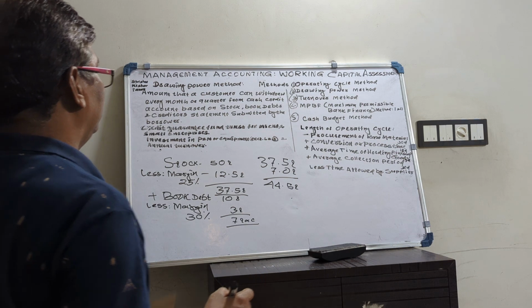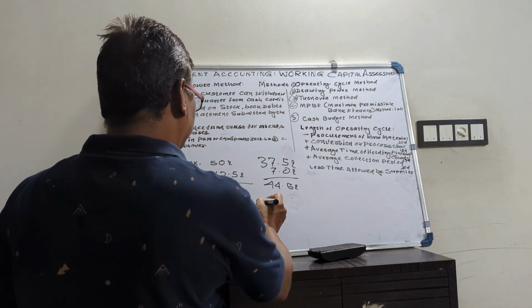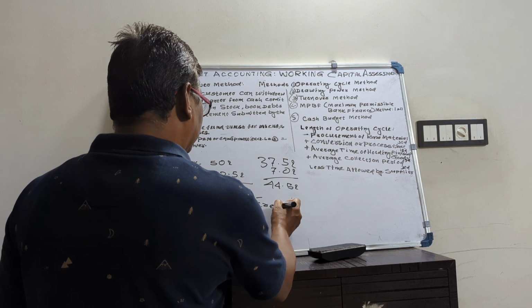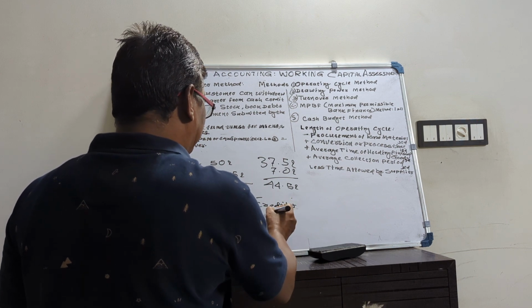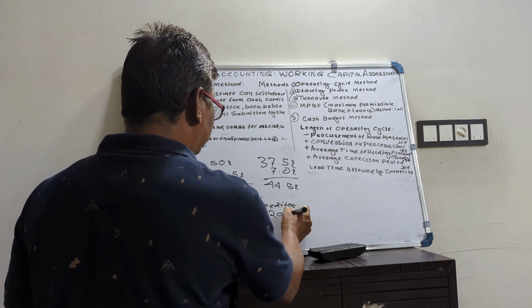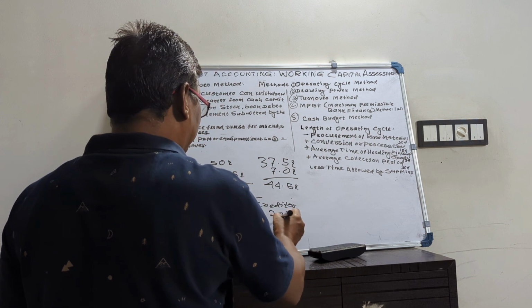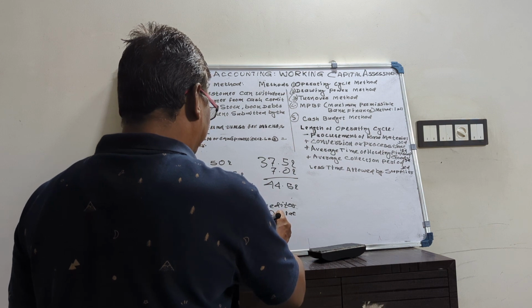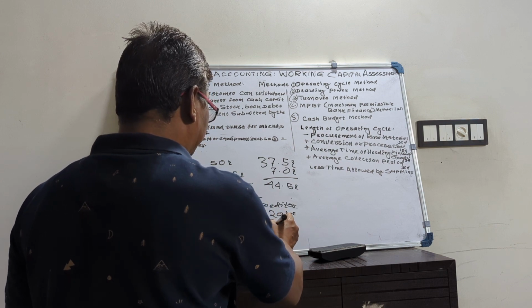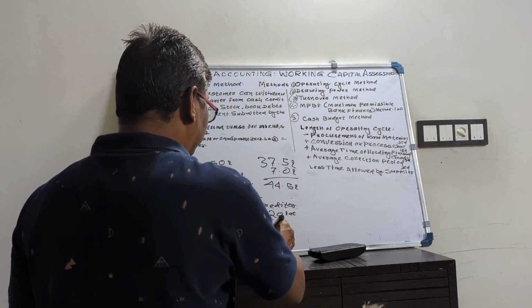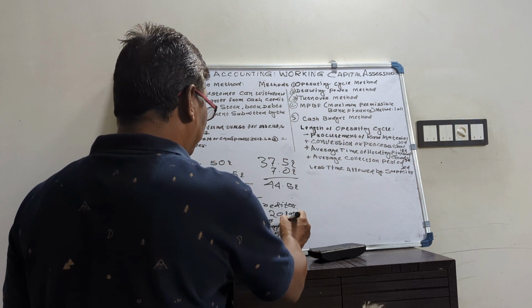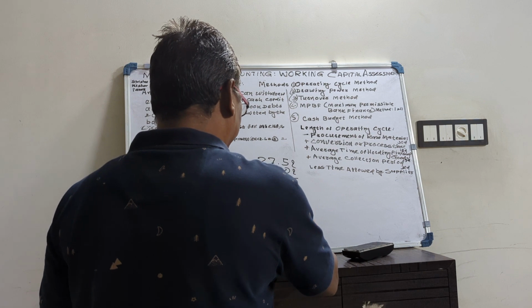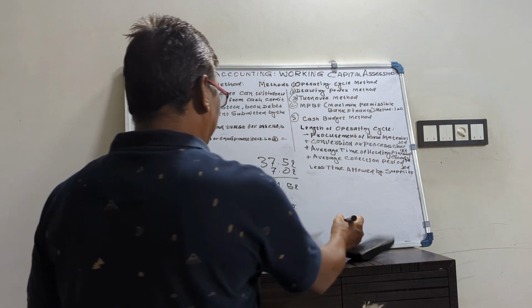Then for creditors we will deduct creditors. Suppose creditors are 20 lakhs. Then less margin. Suppose the margin is 25%. 25% means 1 by 4, 5 lakh. So the creditor figure is 15 lakh. That 15 lakh will be deducted here.